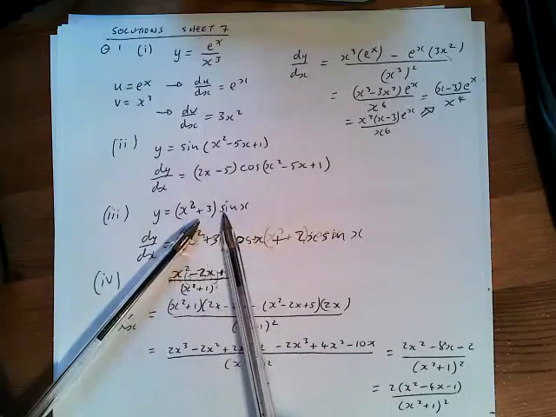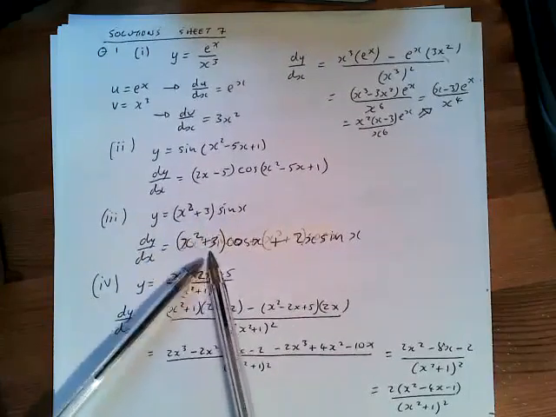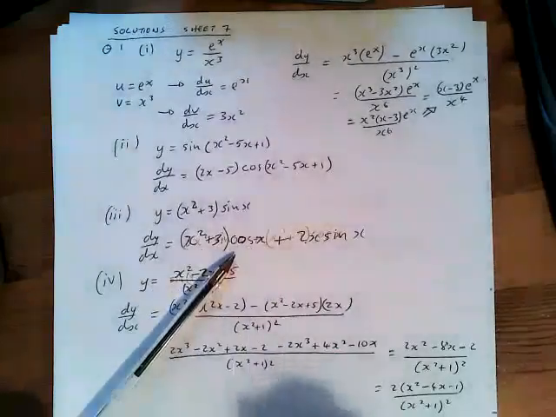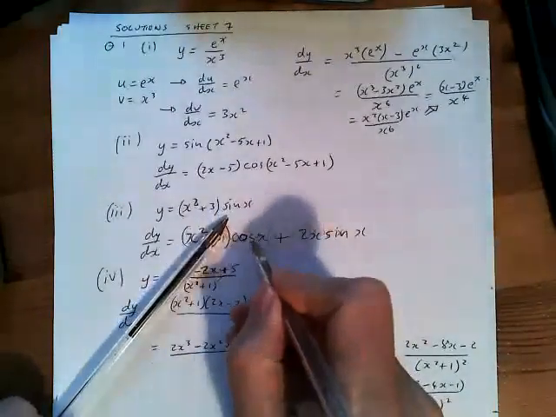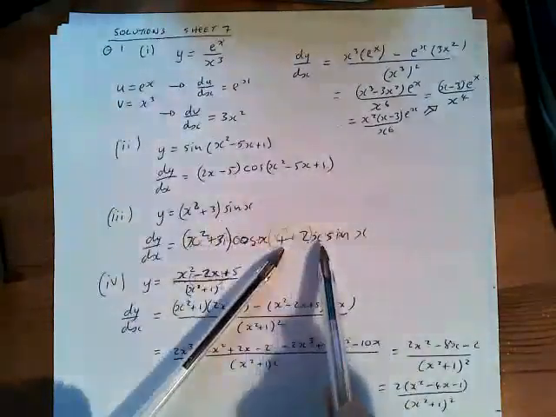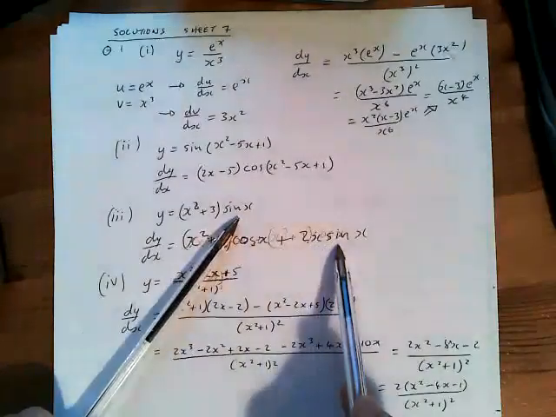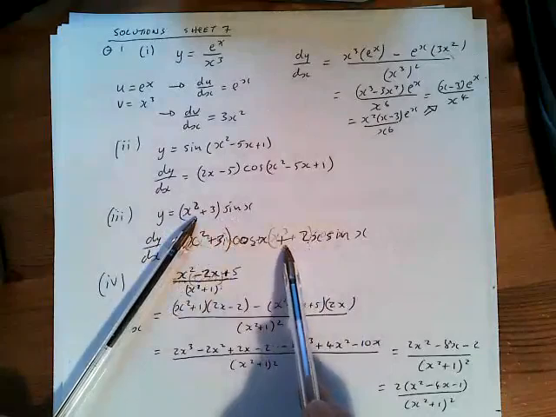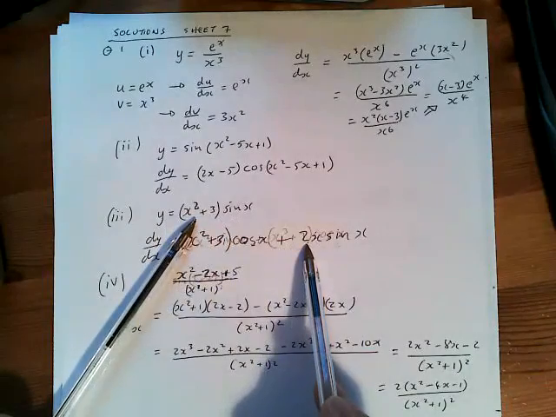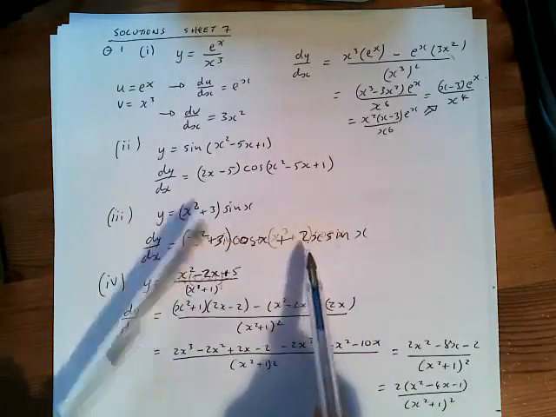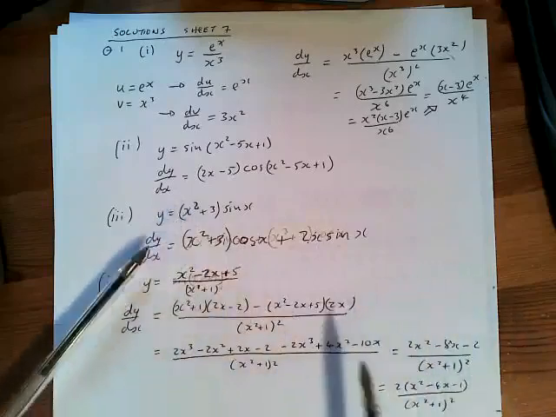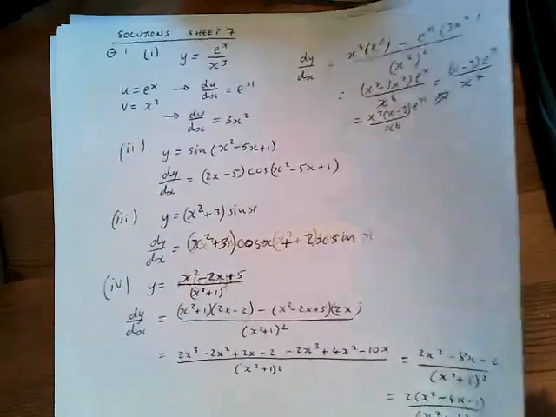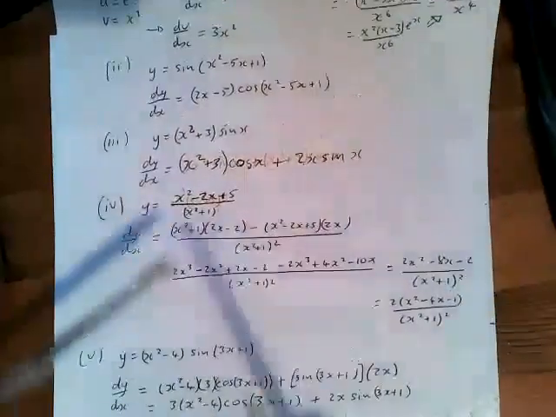Product rule, x squared plus 3 times sine x. Well, it's the first function, which is x squared plus 3, multiplied by the derivative of the second one, derivative of sine is cos, plus the second function, which is sine x, times the derivative of the first, differentiate x squared plus 3, and we'll get 2x back. Okay, so that's what we should have for part 3. Again folks, there's typed up solutions of these in your Moodle page as well, okay.